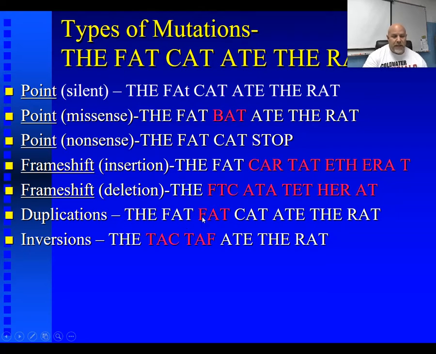Duplications means we're going to duplicate a sequence. Those sometimes can be useful. So like the fat cat cat ate the rat doesn't really change the meaning. And so sometimes you can get a functional protein from that. In inversions, sometimes you can get a functional protein from an inversion. Not very often, but sometimes duplications and inversions can lead to functional proteins. Sometimes point missense mutations can lead to functional proteins. But remember, most of the time when you have a mutation, it's going to mess things up and it's not going to make things better.